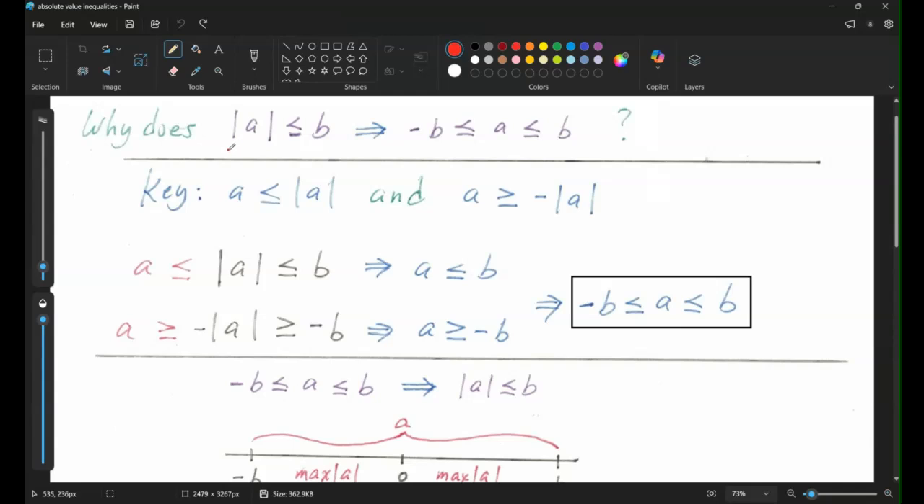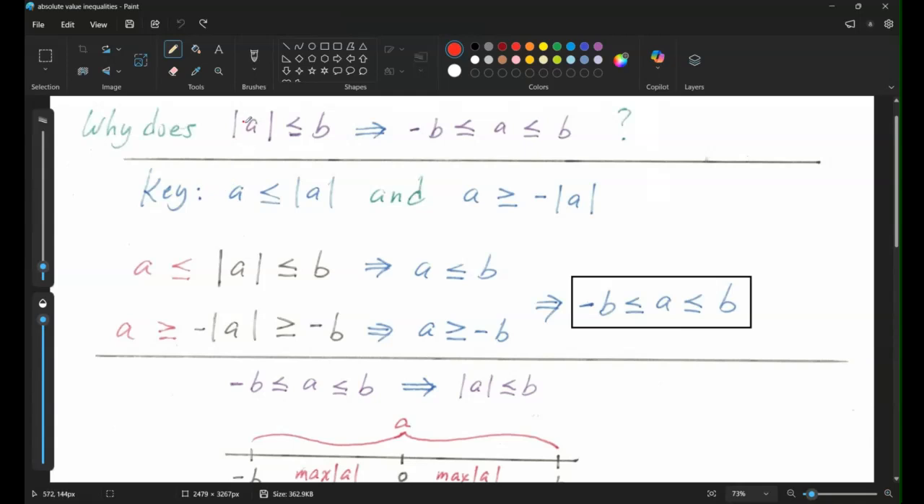Why does the absolute value of A being less than or equal to B imply that A is bounded by B above and B's negative below? Well, it all comes down to the definition of absolute value, which is the distance from zero. And all it does is remove negatives if they're there, because you can't have negative distance.